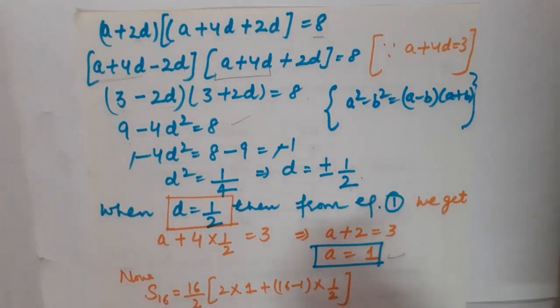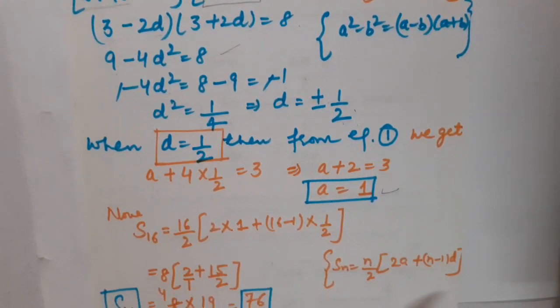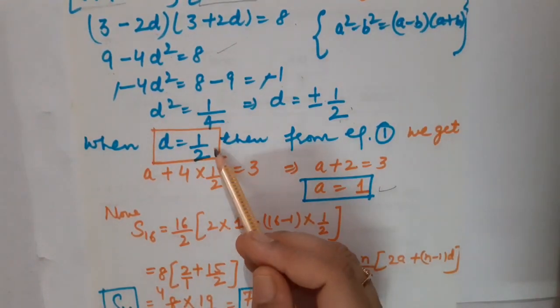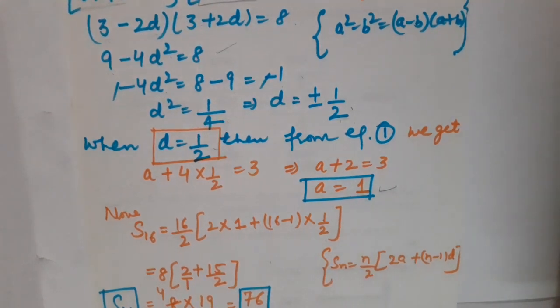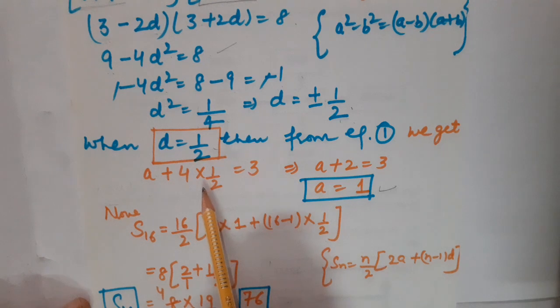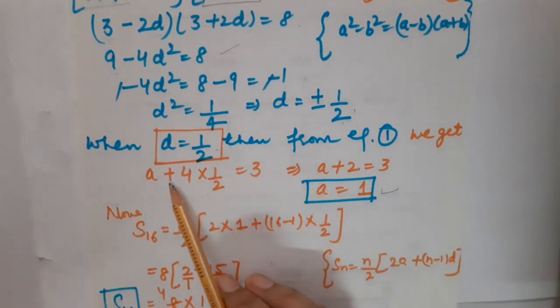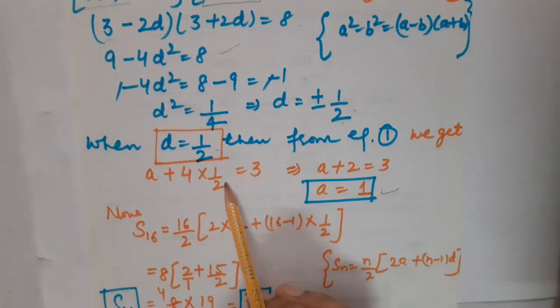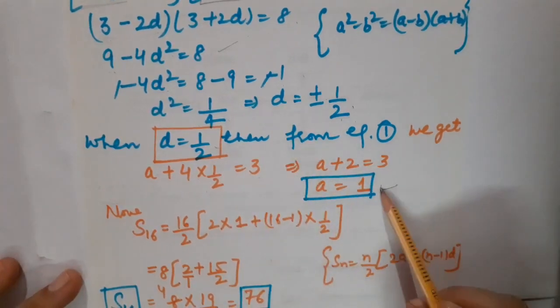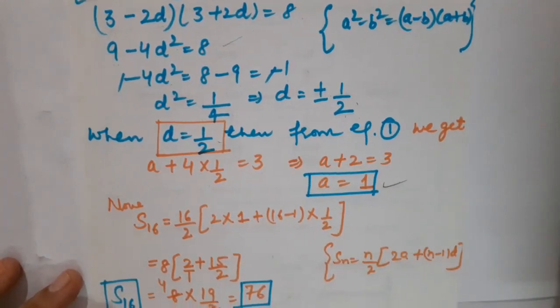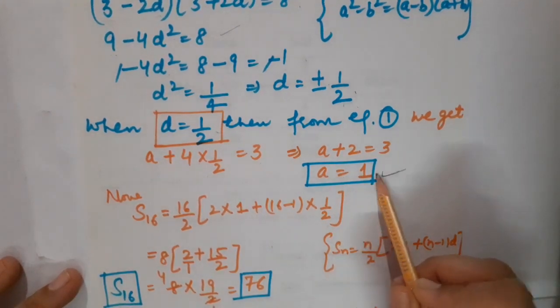Correct? Now take the first value of D, that is 1 by 2, and then we will be taking another value of D, that is minus 1 by 2, to calculate two different values of A while putting it in equation number 1. That was A plus 4D. In place of D I have put half is equal to 3. So the value of A is 1. Correct? Now I know A is 1, D is half.